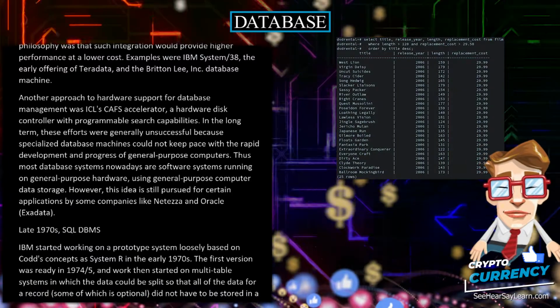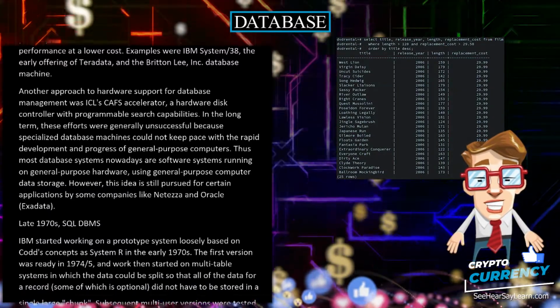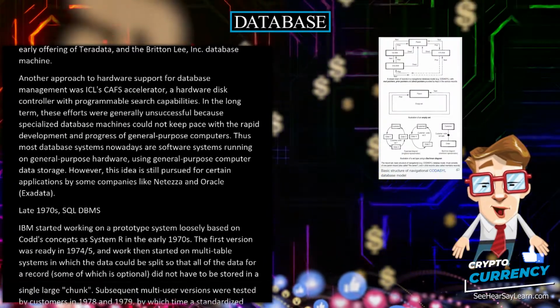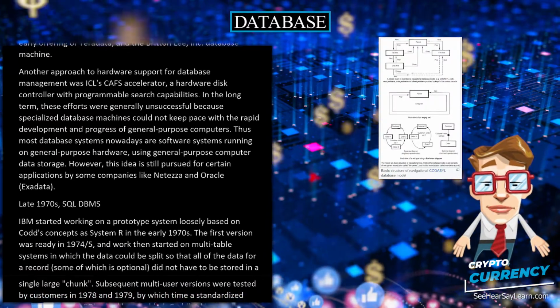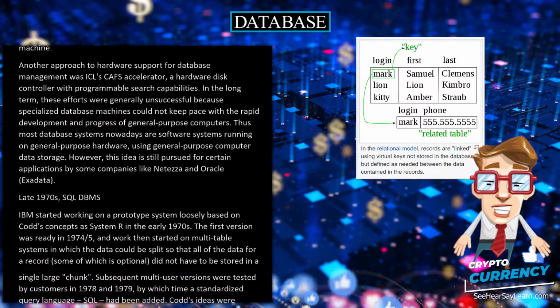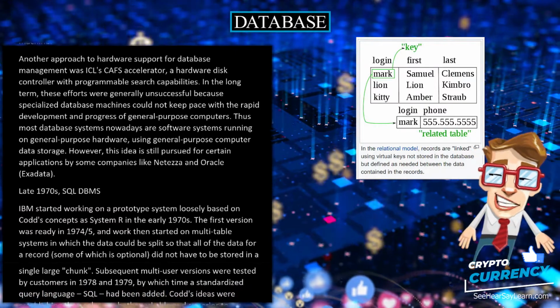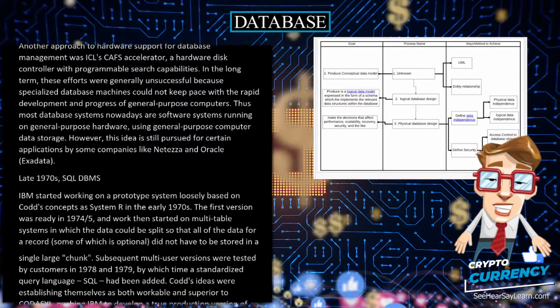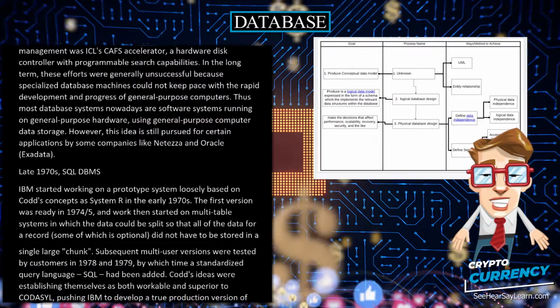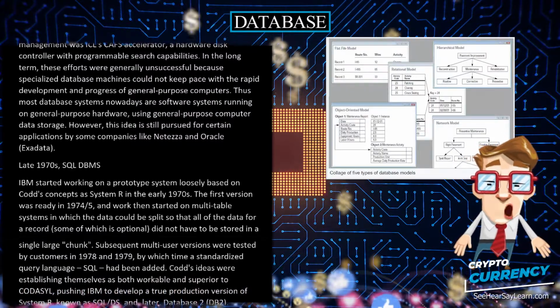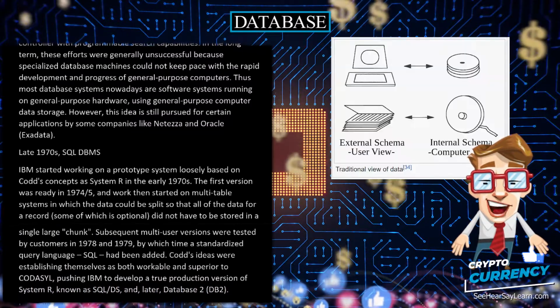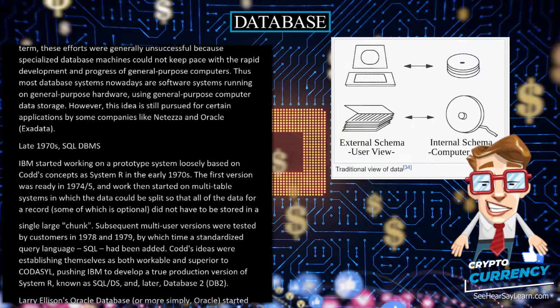In the long term, these efforts were generally unsuccessful because specialized database machines could not keep pace with the rapid development and progress of general-purpose computers. Thus most database systems nowadays are software systems running on general-purpose hardware, using general-purpose computer data storage. However, this idea is still pursued for certain applications by some companies like Netezza and Oracle Exadata.